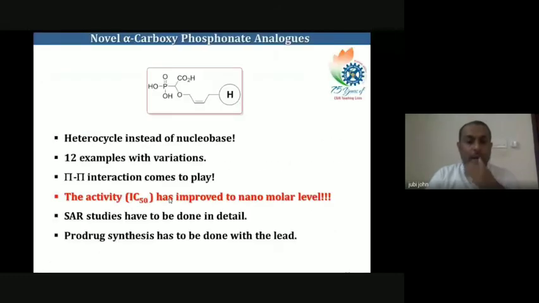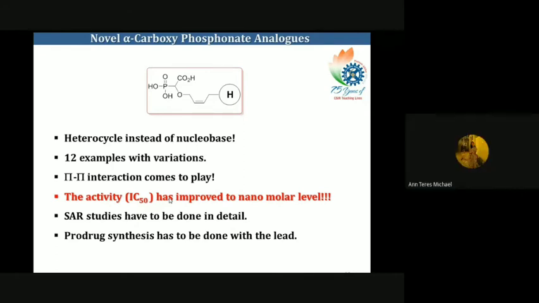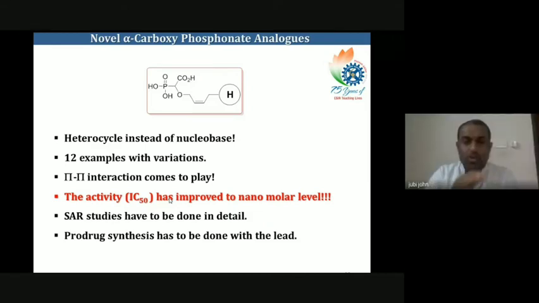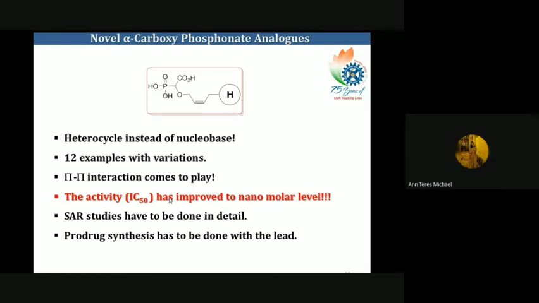And after coming back to India, what I have done is I have changed the nucleobase part for several heterocycles, and we have seen that hydrogen bonding is not the only thing that we need. We also can design molecules where heterocycles can act in a pi-pi interaction. Through pi-pi interaction, they can interact with the nucleobases, and it can show activity.